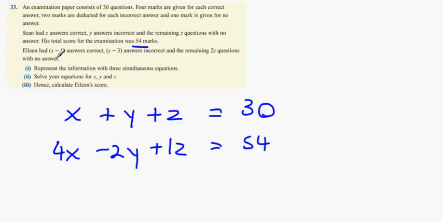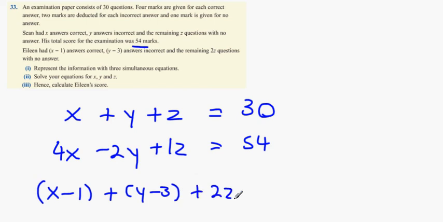Now, Eileen had x minus 1 answers correct. Okay? So Eileen had... now remember, Eileen still answered 30 questions in total. Or she didn't answer them. Okay, so she gets x minus 1 is what Eileen answered correct. Y minus 3 is what she answered incorrect. And 2z at the end is what she didn't answer at all. And that also has to equal 30.